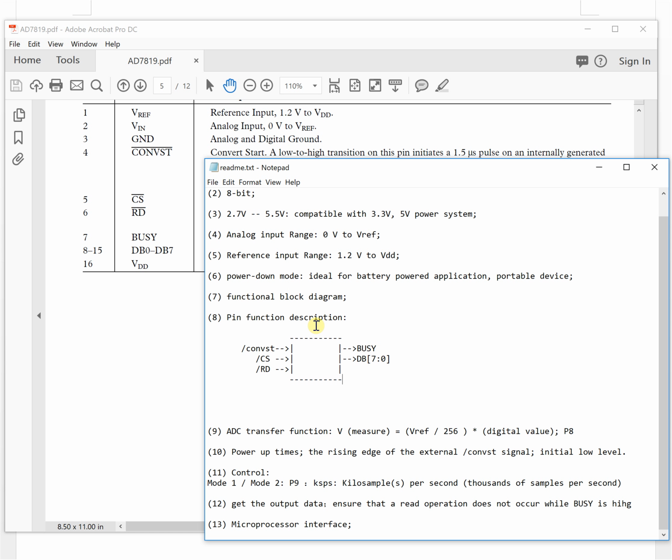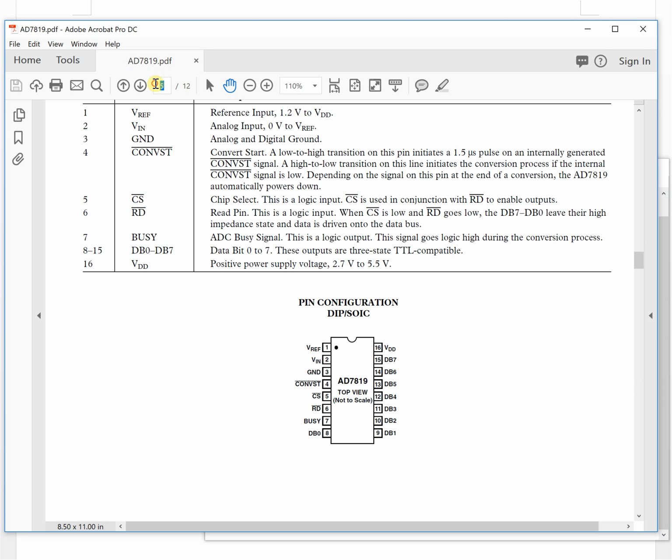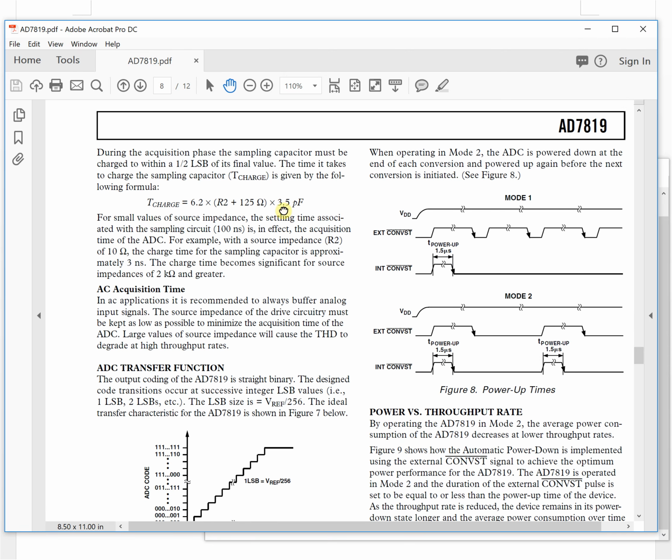The next thing will be the ADC transfer function, which means how to calculate the voltage value from the digital value. This is on page 8. Let's go to that page. It's here.